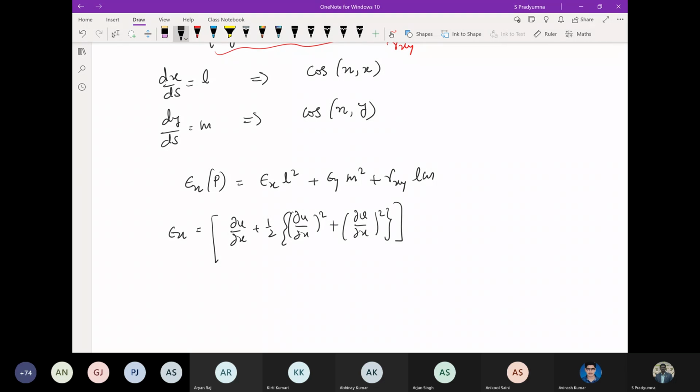Now, what are the terms we have? If you remember, this we have already derived, right? In the first lecture or in the second lecture itself, we have derived this expression. So these second terms are actually non-linear terms.